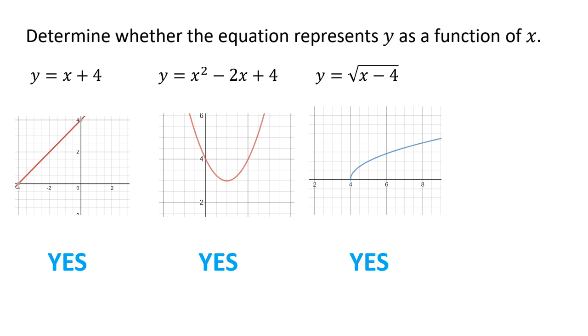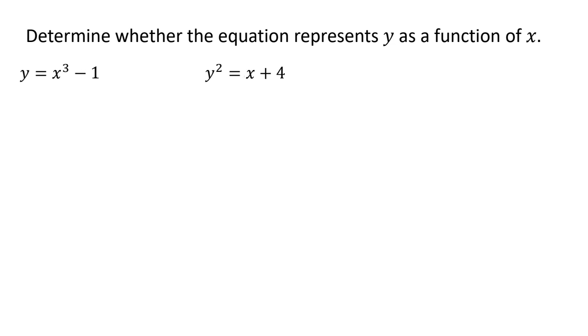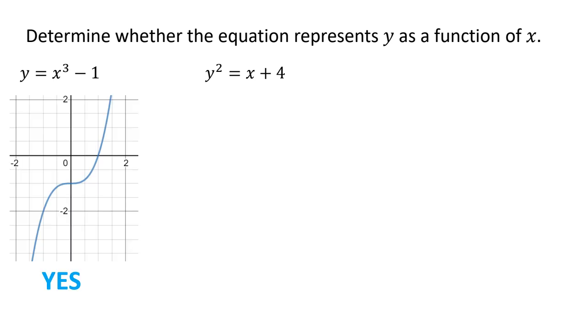Now, let's look at this next example. y is equal to x cubed minus 1. We went over this. It's a cubic function. If we would do the graph, our graph looks like this. Again, if I perform my vertical line test, I will see that every x value only corresponds to one y value. So the answer is yes, this is also a function.